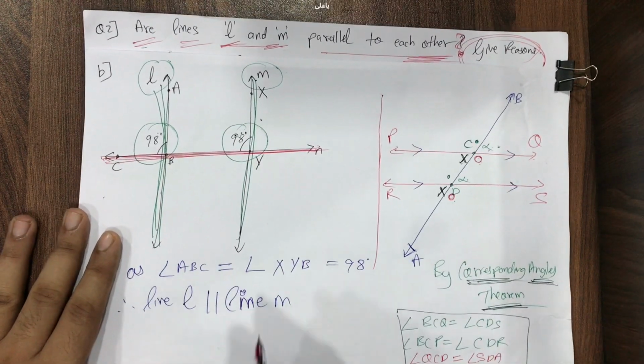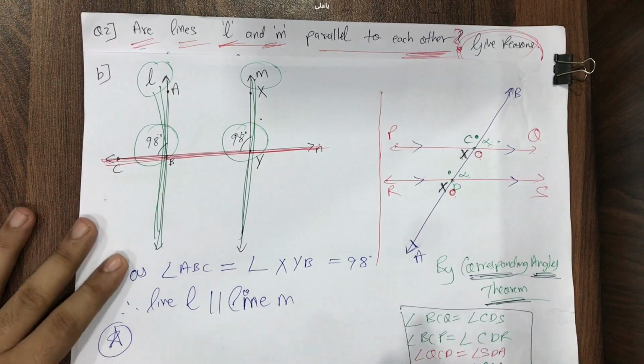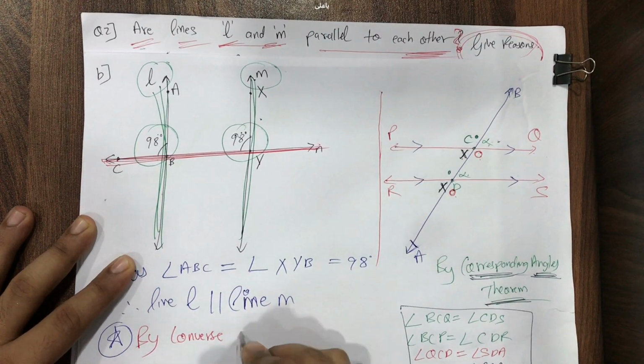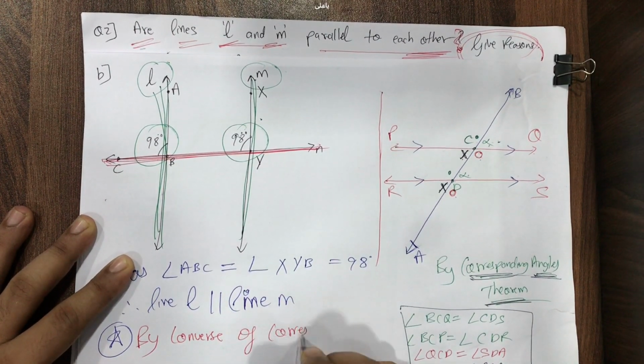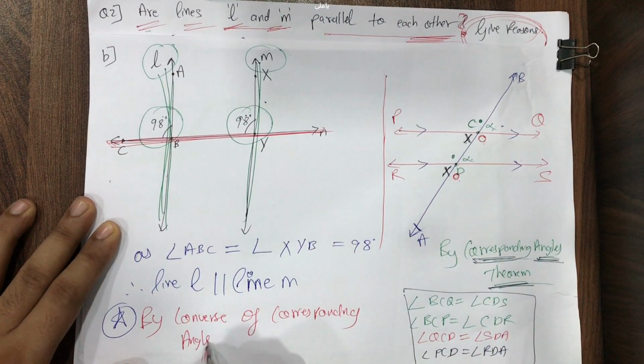But because we are going in reverse, what will be the reason? Reason is very important, as we did in the previous sum also. We will say by converse of corresponding angles theorem. By converse of corresponding angles theorem.